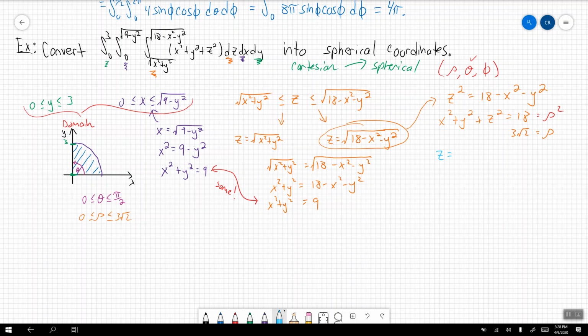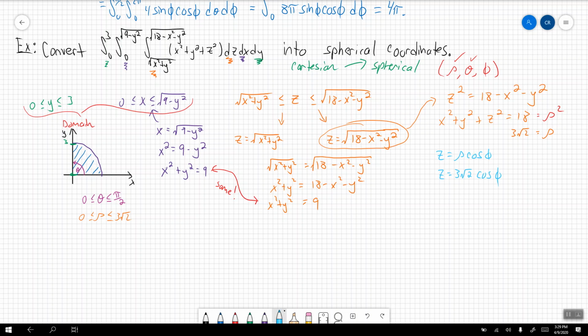Would you agree that z is equal to rho times cosine of phi? Yep. Alright, good. Now let's see if we can then start using this to try to extract what is going to be that phi argument or that phi value. Alright, so let's keep going. So here we have that z is equal to 3 root 2 multiplied by cosine of phi, but now we have to try to find that z value.